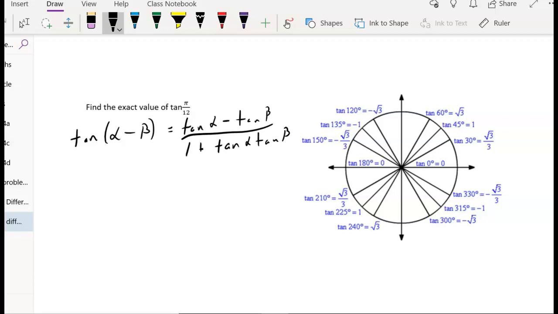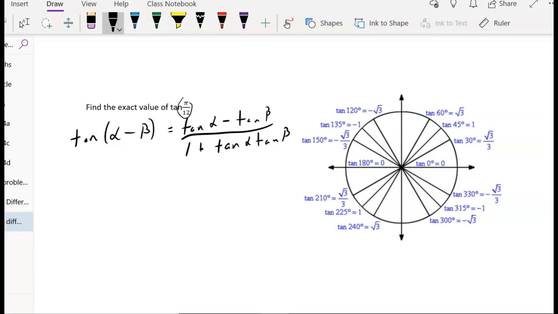Okay, so just like we needed with sine and cosine, we need some alpha and beta that, in this case, subtract to give us pi over 12, but we need values that are on the unit circle. If you don't like to think in radians, you can always convert this to degrees. This is 15 degrees, and you'll be able to figure it out that way. I'm going to just think in radians a little bit here.